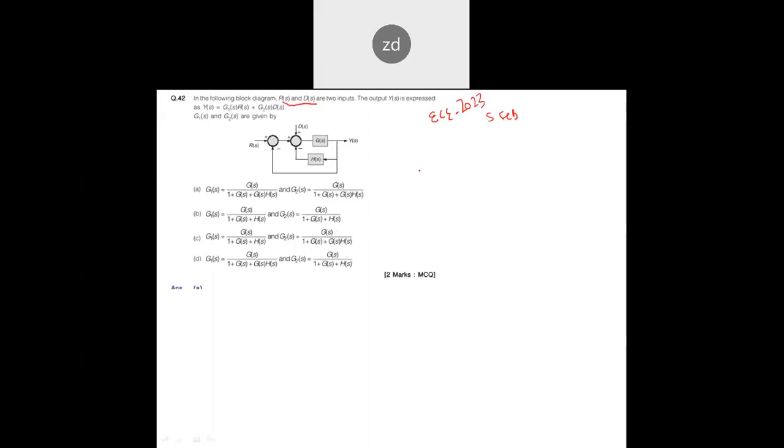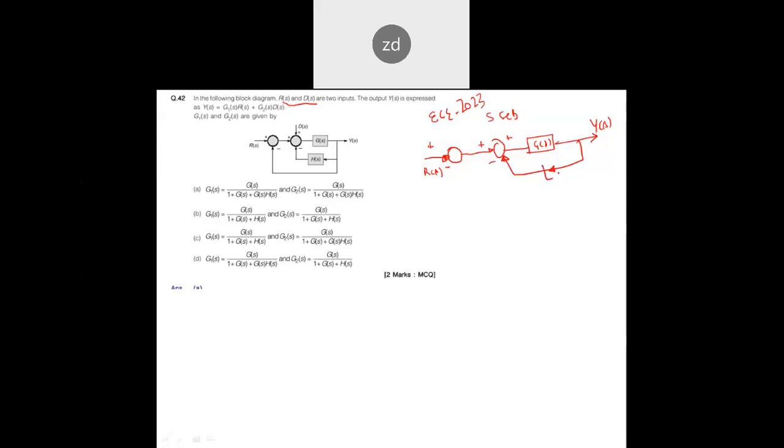Now for example, let's take the first input separately and eliminate the second input. If you look at the first input here, this is R(s), just using the principle of superposition. We will not consider the second input. This is plus minus. So now we have G(s) and we have Y(s). Here we have H(s) in the feedback, which is going here.